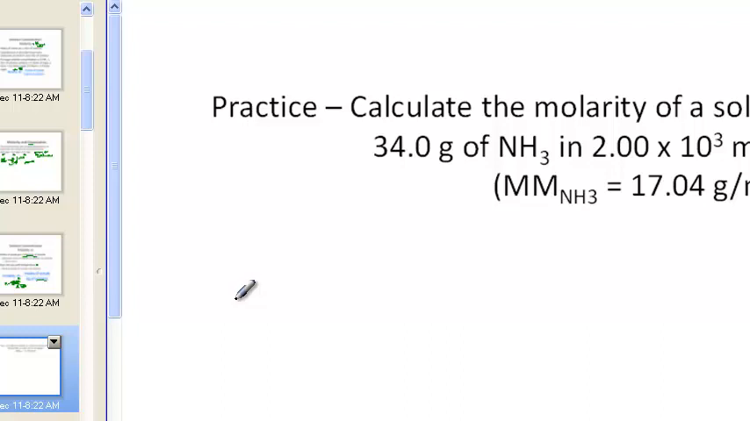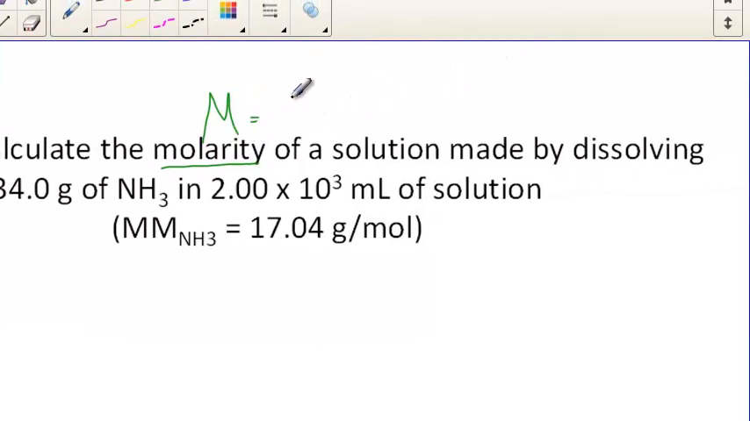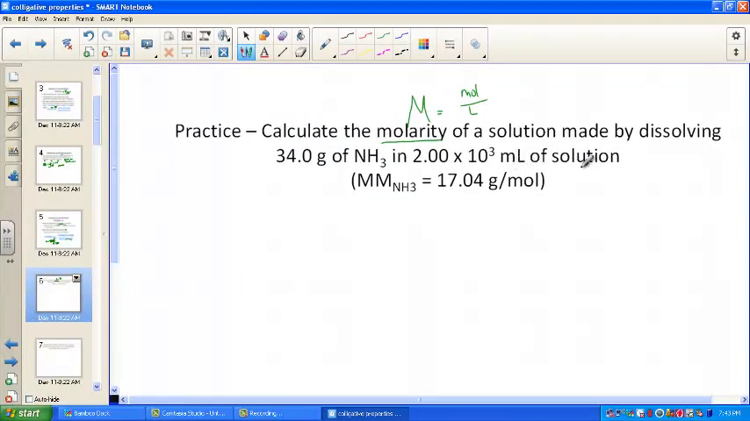Problems are straightforward, but it's a distinguishing determination, a different definition that's going to allow us to convert between molarity and molality units. So let's take a quick peek at our first practice. We want to calculate the molarity. Keep in mind, we have to be careful readers. Molarity is our familiar unit, moles of solute per liter of solution. We're going to dissolve 34 grams of ammonia into 2 times 10 to the 3rd mils of solution, a combined volume of solution.